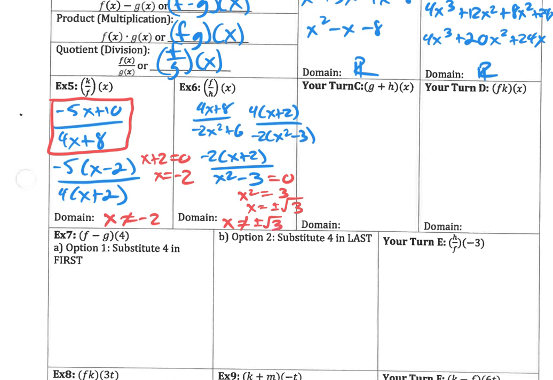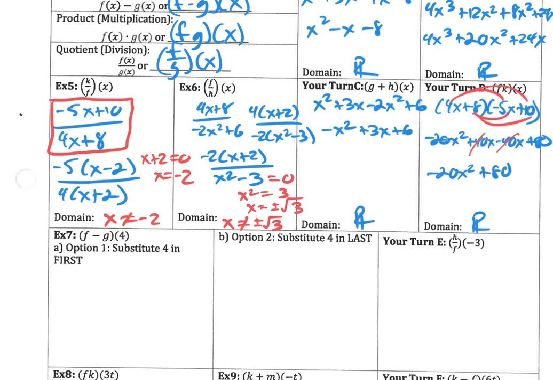Okay, you have 2 questions to try on your own now. Go ahead and hit pause, try those 2 questions, and then check back in and see how you did. All right, so here I have my 2 answers. For your option C, we have negative x squared plus 3x plus 6. Again, no fractions or square roots, so no restrictions on our domain value. And then for your option B, we have negative 20x squared plus 80.